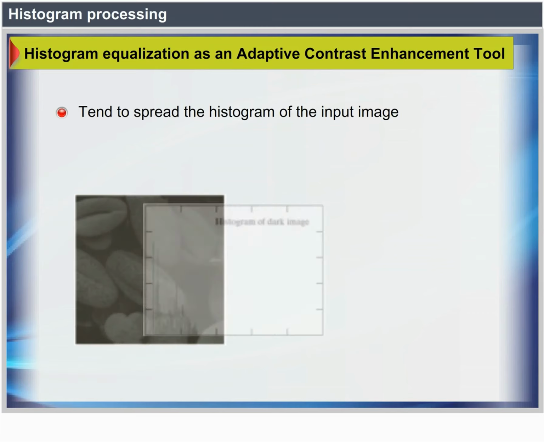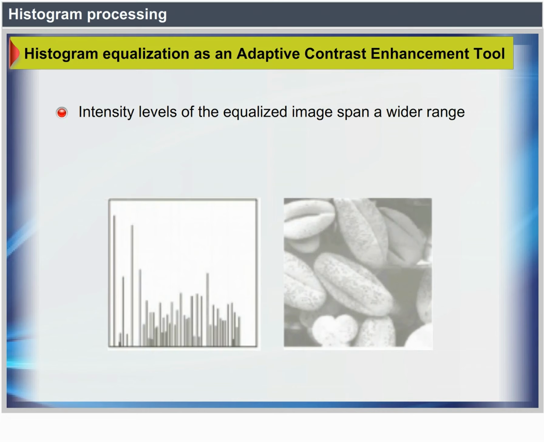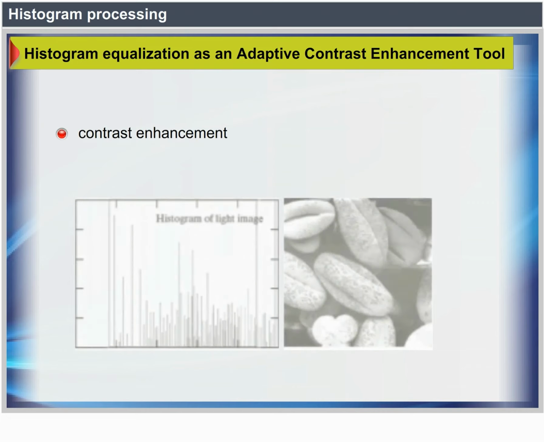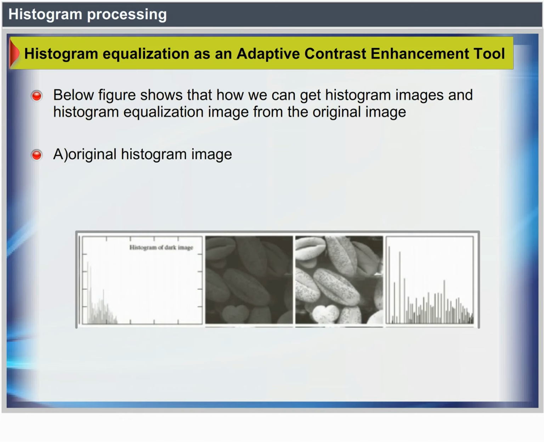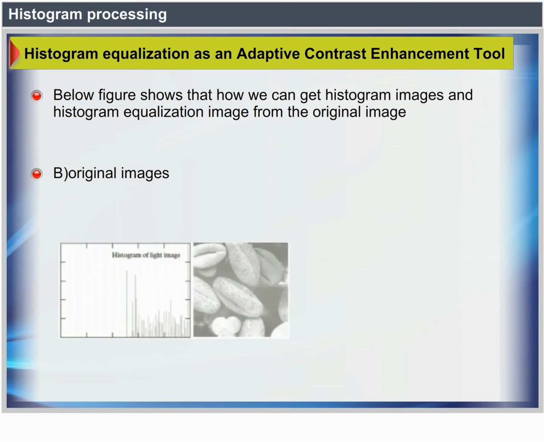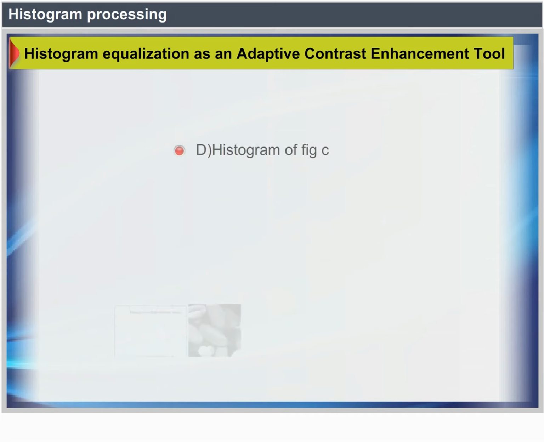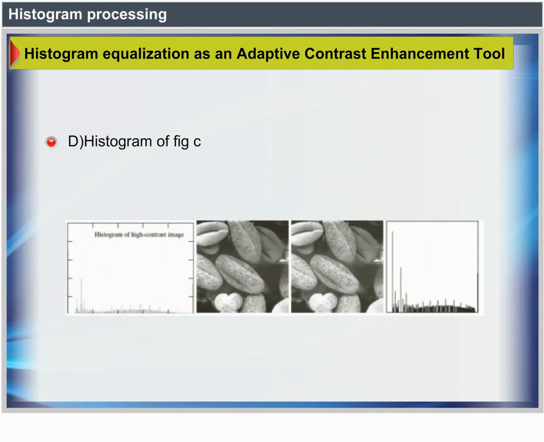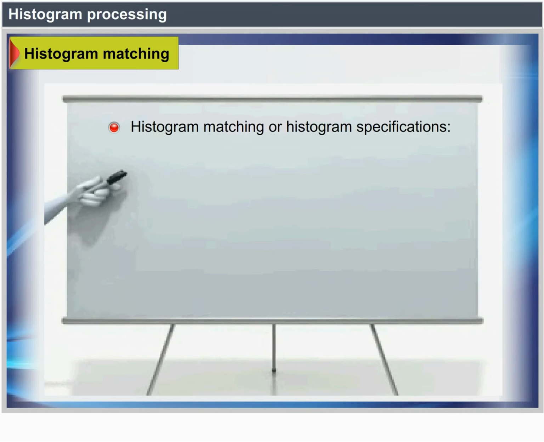Histogram matching. Histogram matching or histogram specification. R and Z are continuous intensities, random variables. PR of R and PZ of Z correspond to PDF. PZ of Z is a specified PDF. We already know that dynamic range of image equals 0 to L-1. The histogram matching equations are as shown on screen.